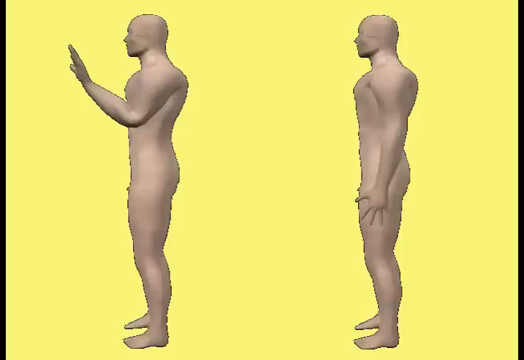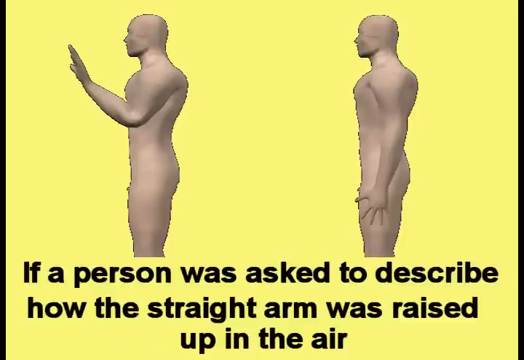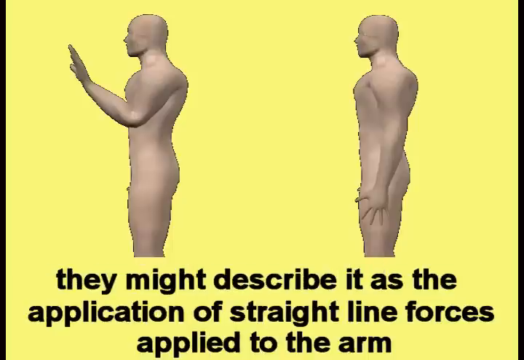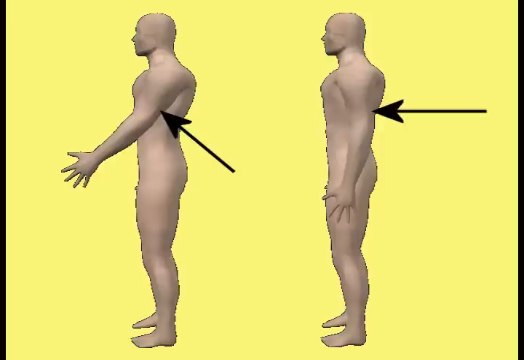Here is a picture of a human being with their arm raised up in the air and a human being with their arm straight down at their side. If a person was asked to describe how the straight arm was raised up into the air, they might describe it as the result of straight line forces applied to the arm. The picture on the right shows an arrow pointing at the back of the upper arm to represent the straight line force. On the left is the arm after the straight line force has moved it.